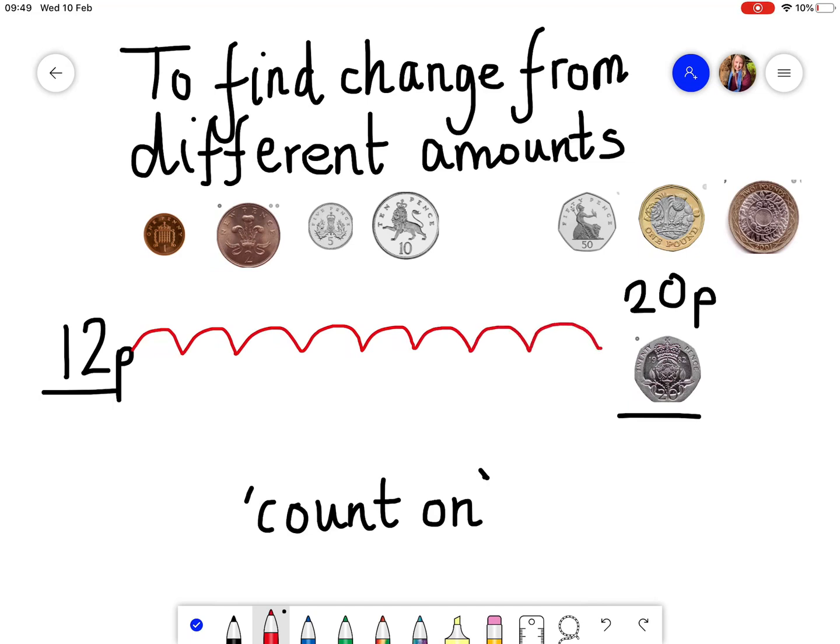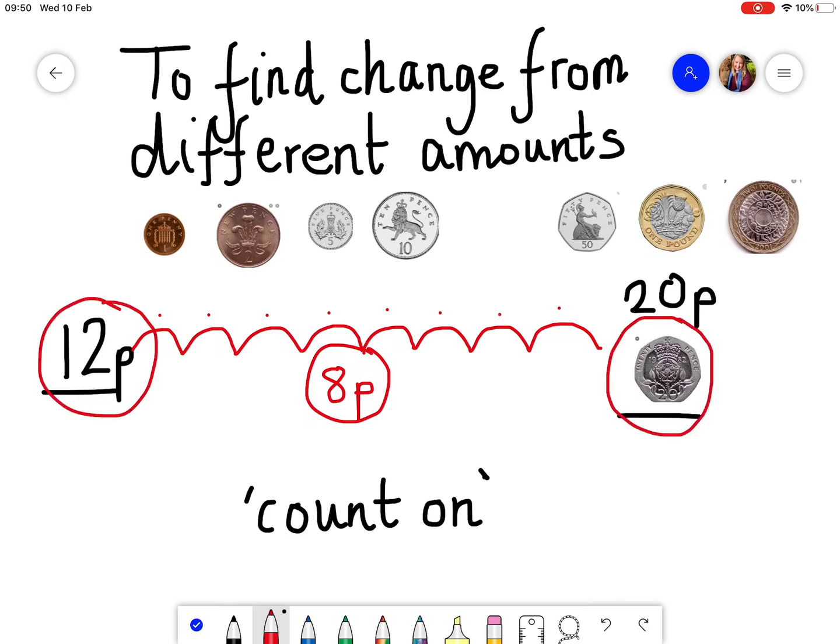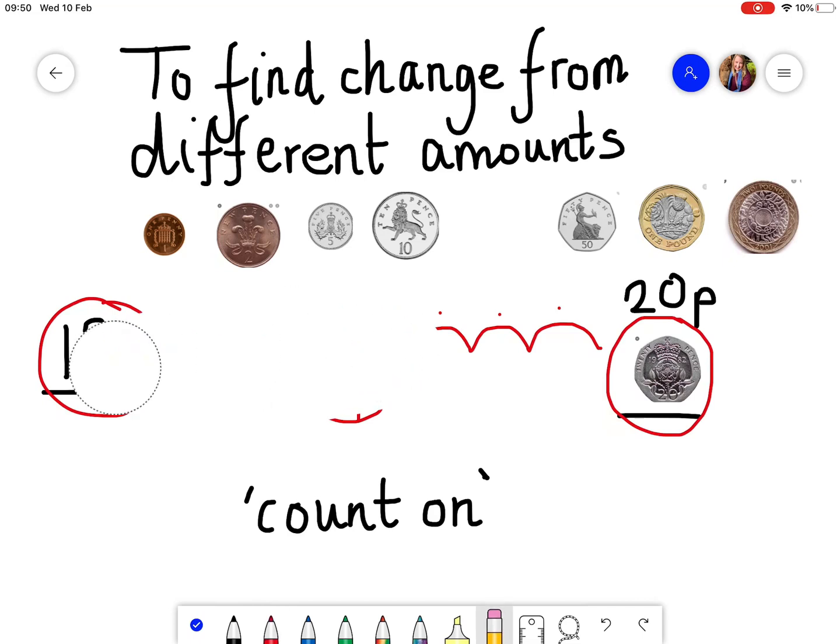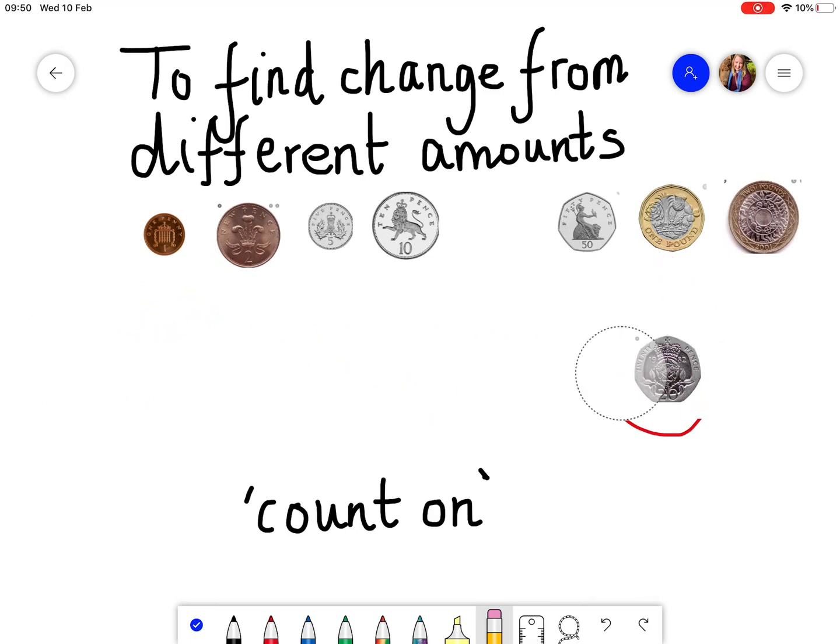How many jumps did we do? 1, 2, 3, 4, 5, 6, 7, 8 jumps. So there's 8p difference between 12p and 20p. And that means that's how much money you should be getting back from the shopkeeper. So we count on from the amount that the item is to the money that you gave. So this is a strategy that you can use. Count on strategy.